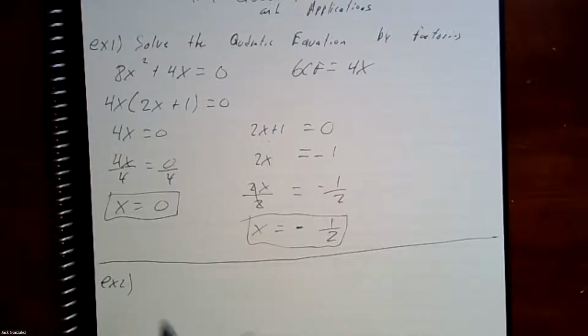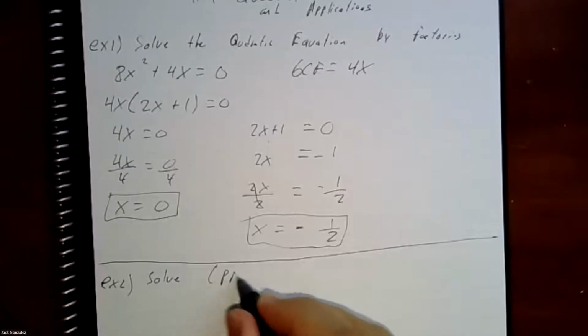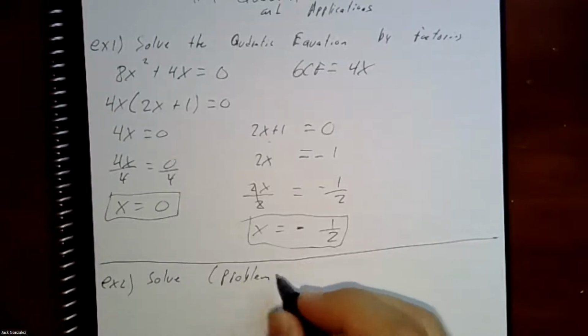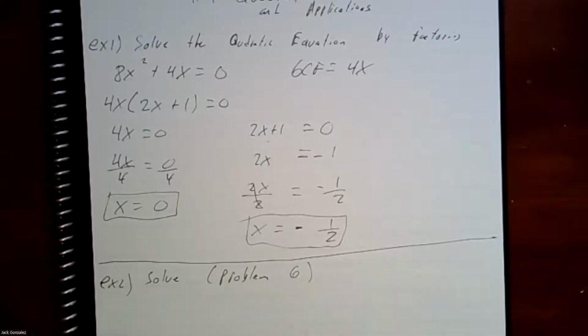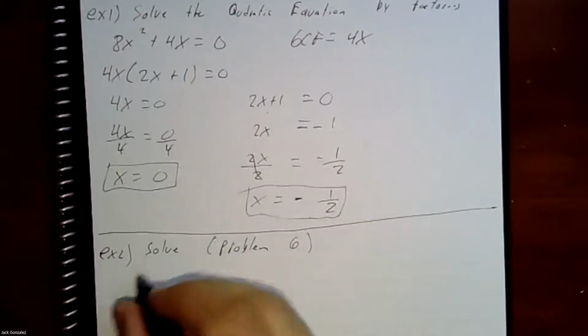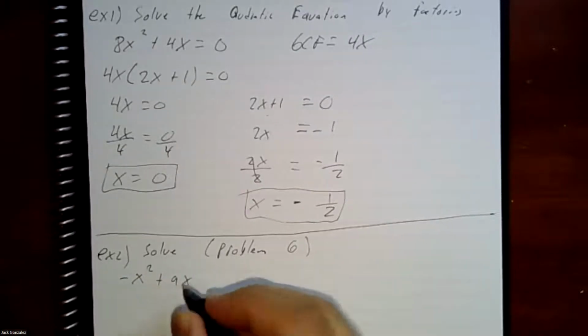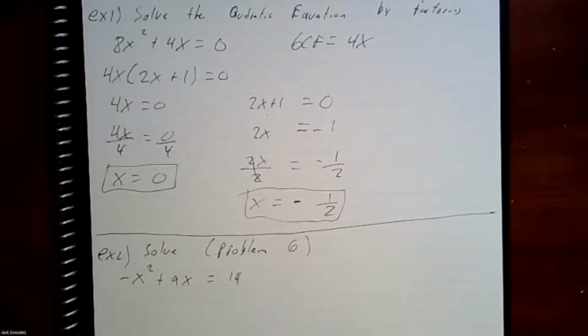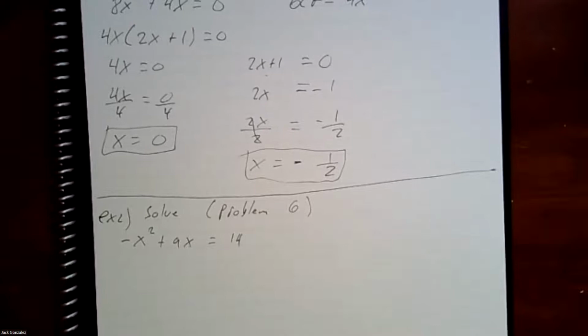Okay. So they're all going to just be solved. I'm not going to write everything. It's implied that if you're solving a quadratic, it's going to be via factoring. So this is number 6. Negative x squared plus 9x equals 14.